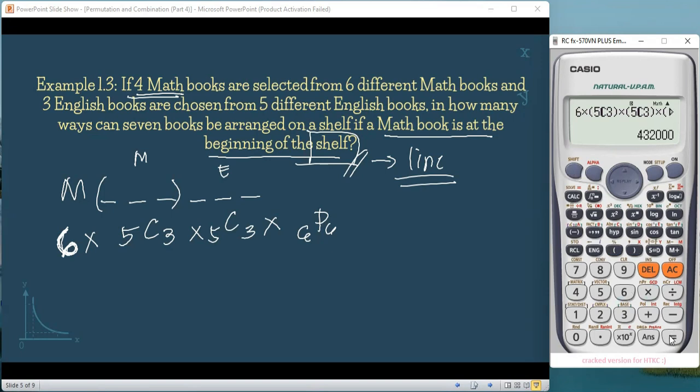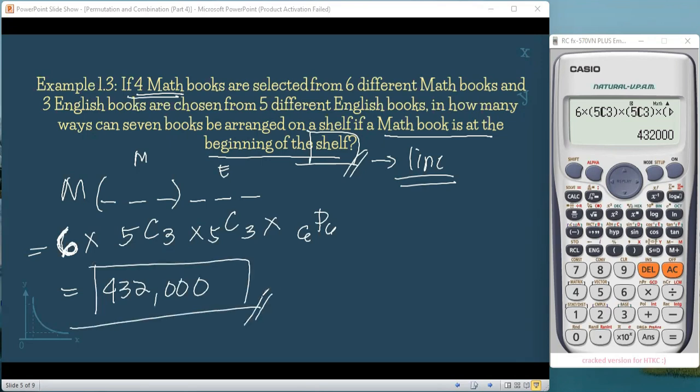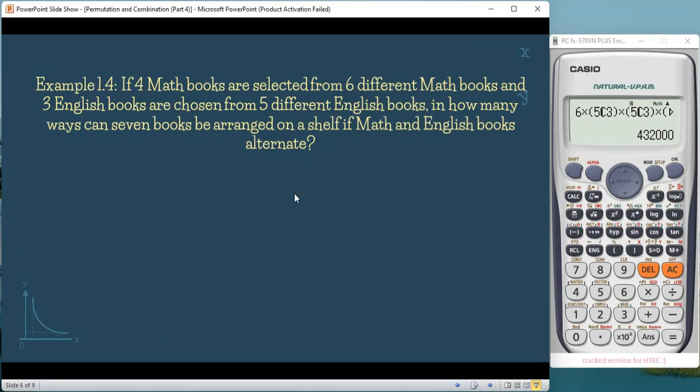So that will give us 432,000. So ito po yung total arrangement natin. So the same problem po, pero dito po ang tinatanong naman, in how many ways can 7 books be arranged on a shelf if math and English books alternate?